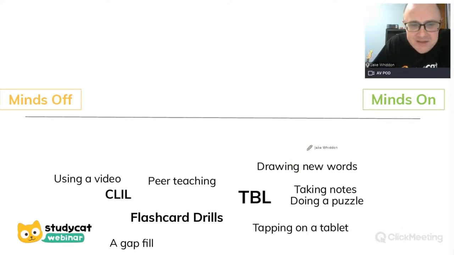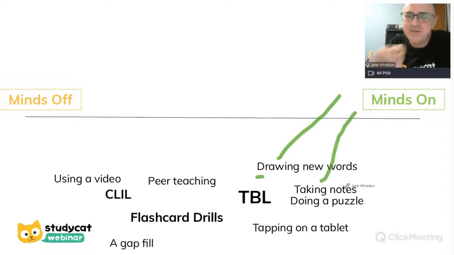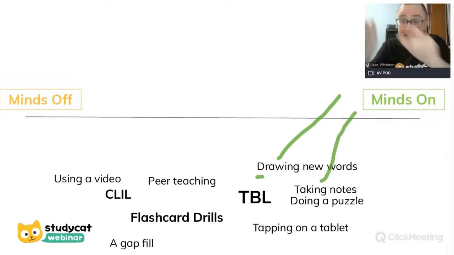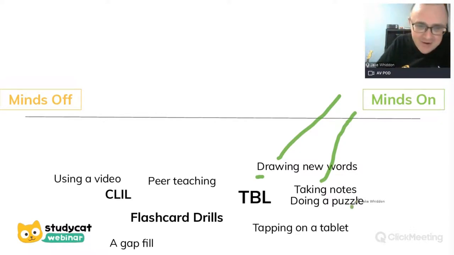Okay, let's just do a really quick game, guys. I'm just going to read what these are, and do you think it's minds on, so it's really activating the mind, or it's minds off, not much is going on? So let's do an easy one first. Drawing the new words you've learned, minds on or minds off? Yeah, I think it's on, okay. Taking notes by hand, on or off? Yeah, on. Doing a puzzle. Yeah, on, okay.